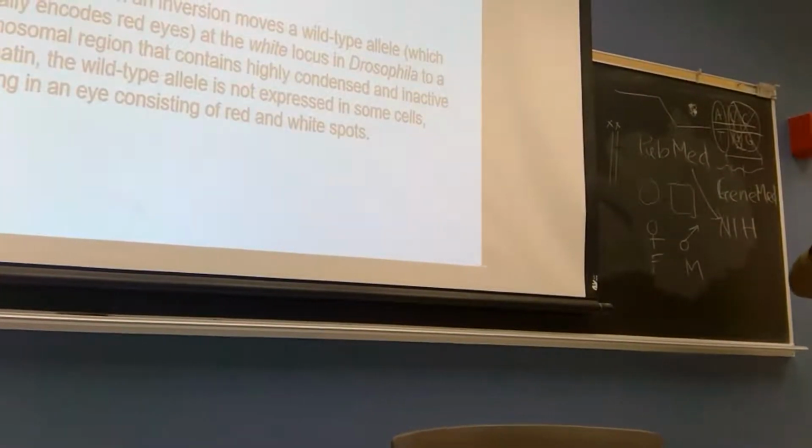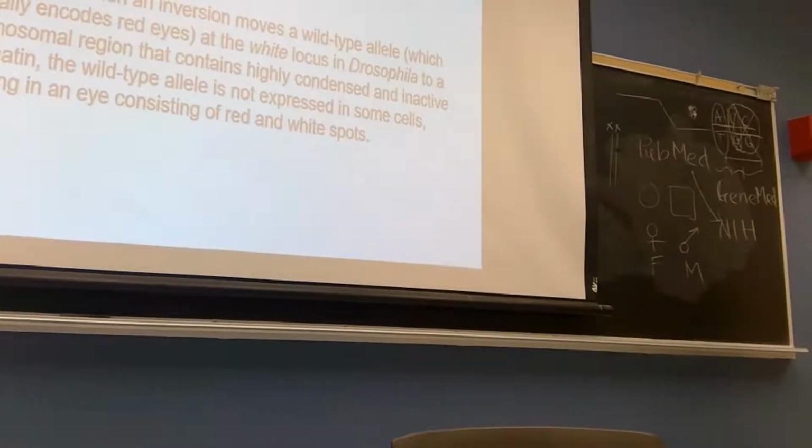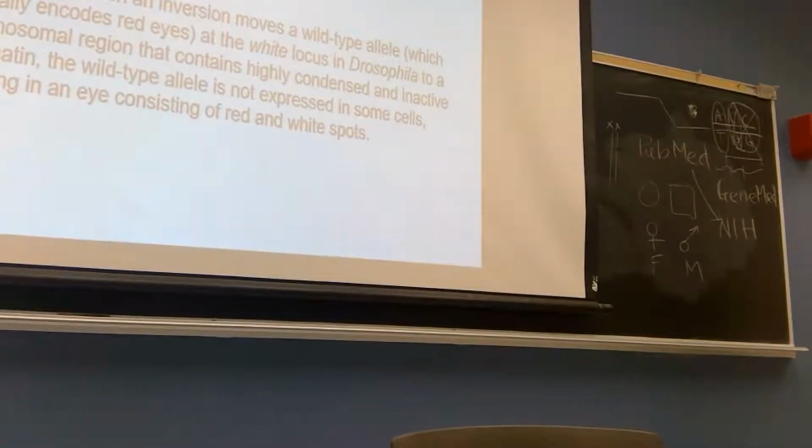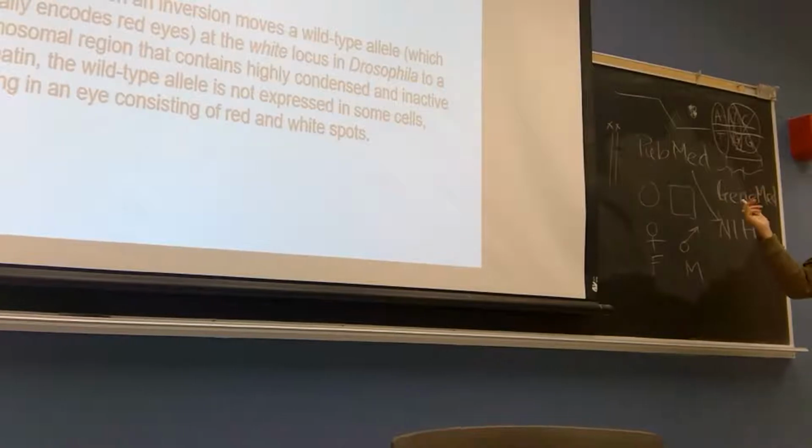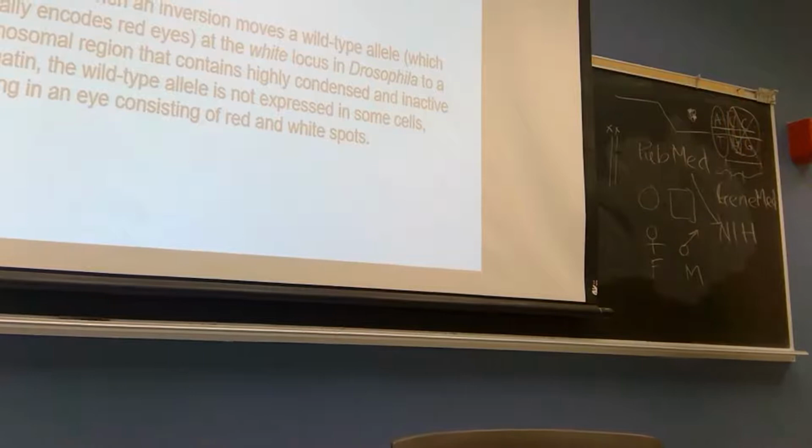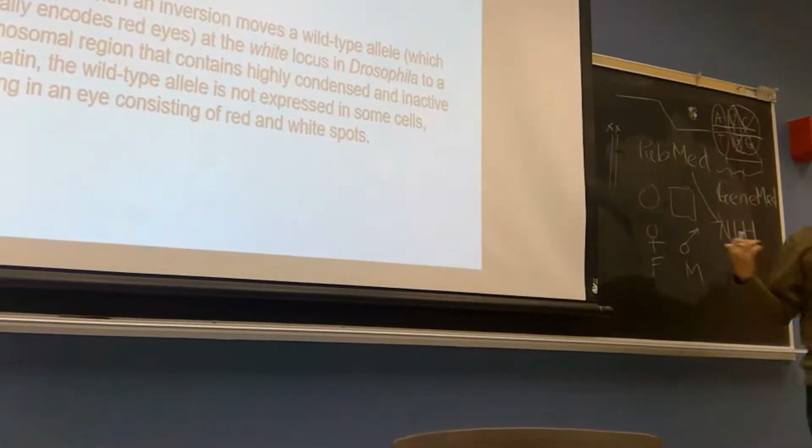So the red gene was there, it inverted and got to the white gene part, it was attached to that part. As a result, both genes expressed and created this kind of mosaic eye pattern. This is called the position effect.